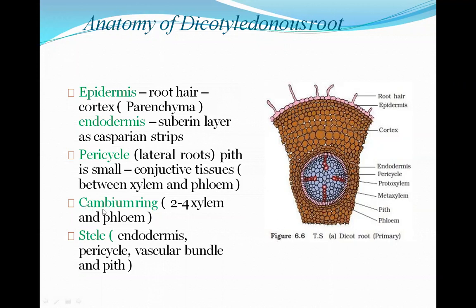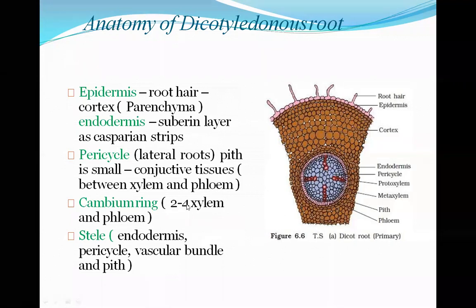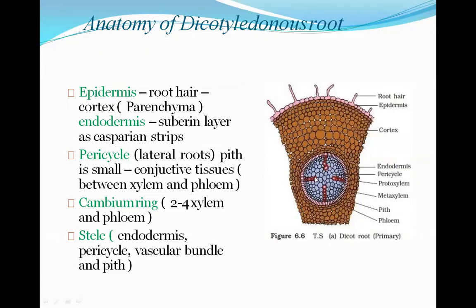Then the cambium ring is present, where 2 to 4 xylem and phloem are present. You can see here the cambium, there is the presence of xylem as well as phloem, and in between there is the presence of the cambium ring. The cambium ring is always present in between the xylem and phloem. Here 2 to 4 xylem, you can see this is first, this is second, this is third, and this is fourth. So there are four differentiated xylems present, and along with that the purple things which are present are the phloem part.